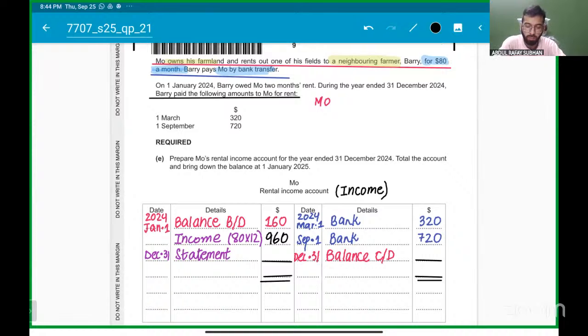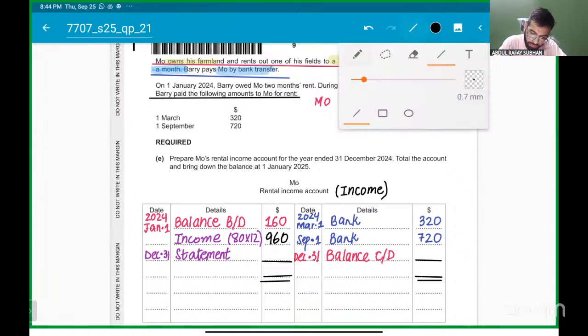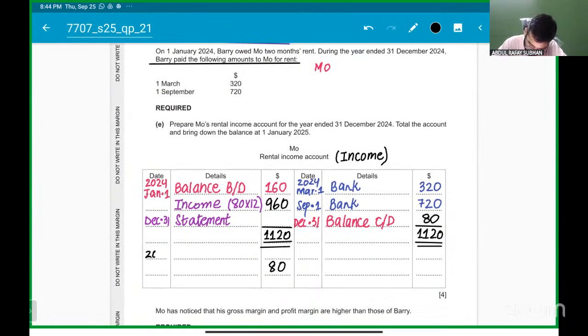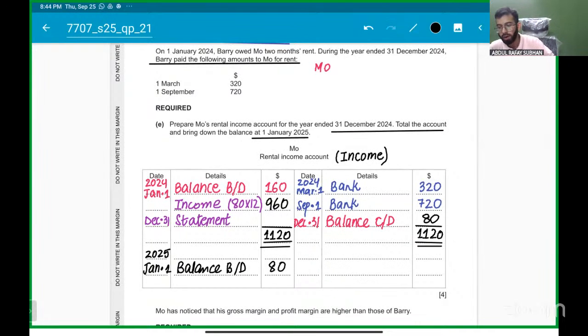So it will be 160 plus 960, that is 1120. And this will be 1120 as well. Minus 720 minus 320, that will be 80. One month we still have to receive. Make sure to get the mark here. Balance brought down for 2025 1st January, you get the mark here. For the last marks, it will be balance brought down. That will be $80 here. On 1st January 2025, the year is ended and we have got the marks.